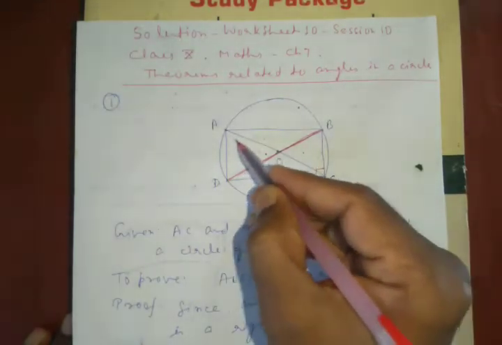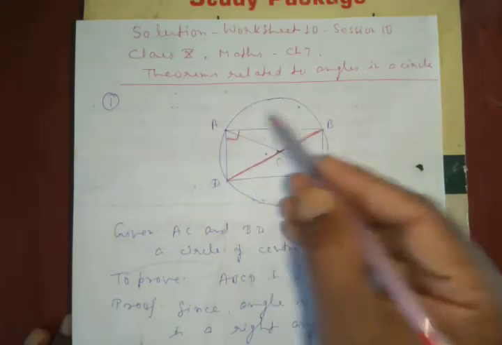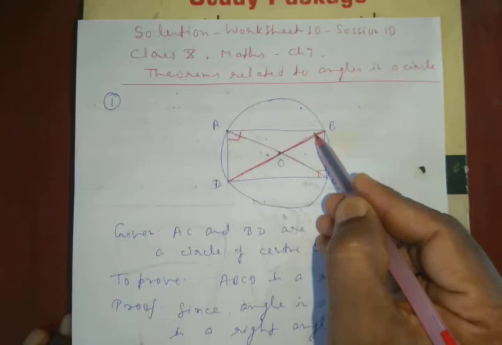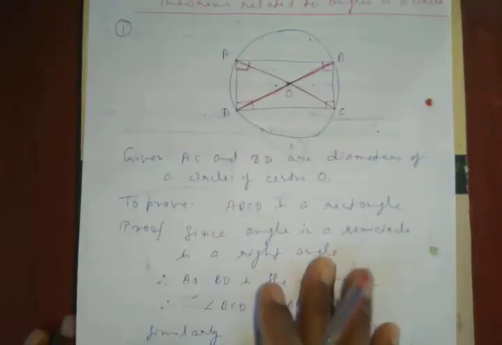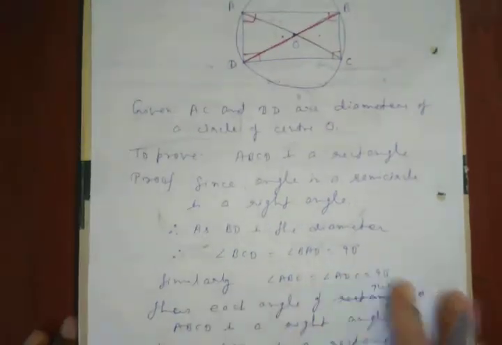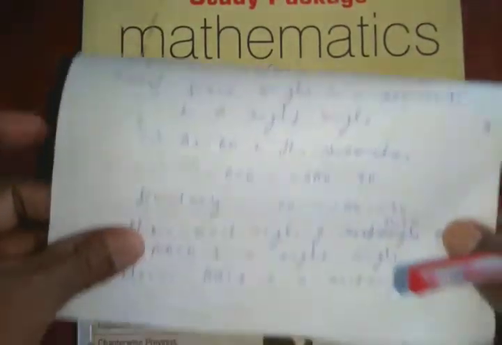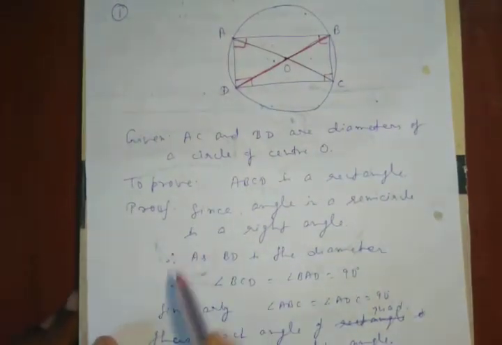Similarly, this angle is also 90 degrees because again this is the angle in a semicircle. And then again this is the diameter, so again this angle is 90 and then this is also 90. So all the angles are 90 degrees and therefore ABCD is a rectangle. So this is the solution. You can see the whole solution here. So this is how it is done.